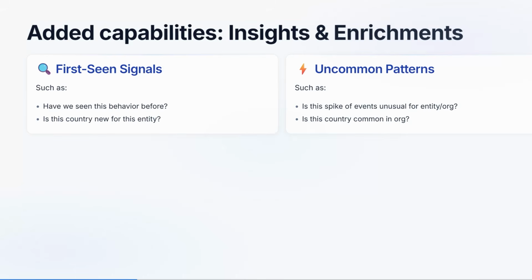Another one is the uncommon patterns. In this case, we measure abnormality of each of the organizations covered using a dynamic threshold. This allows us to detect cases such as, let's say that we got a spike of events. Is this usual to get this spike of events for a certain entity or in the organization? Or let's say again that we got a certain country, which is a part of a behavior. Is it common to connect to this country in the organization? So this is another thing.